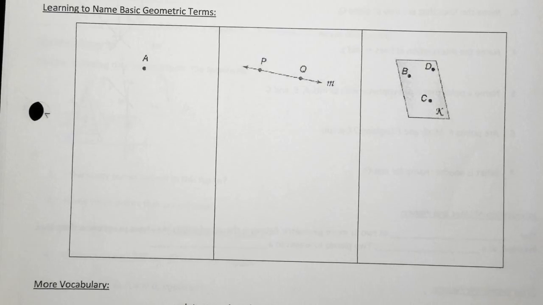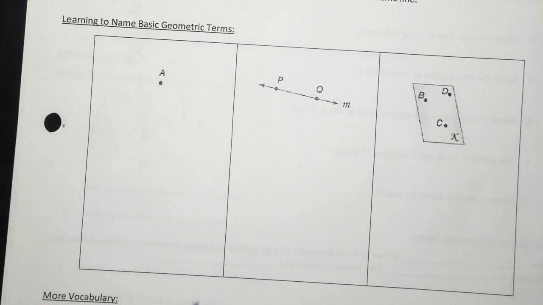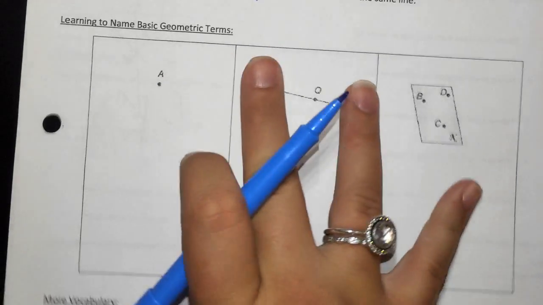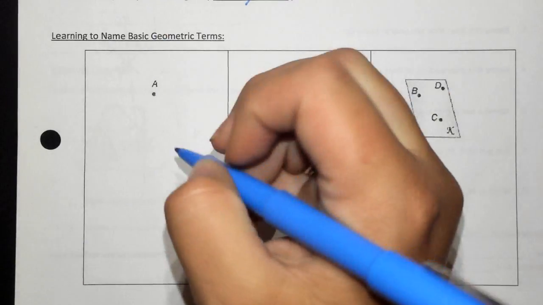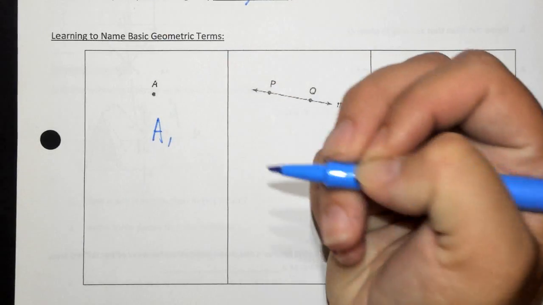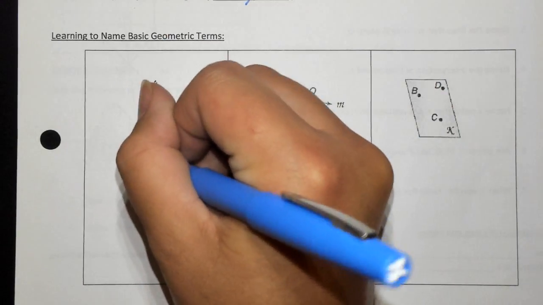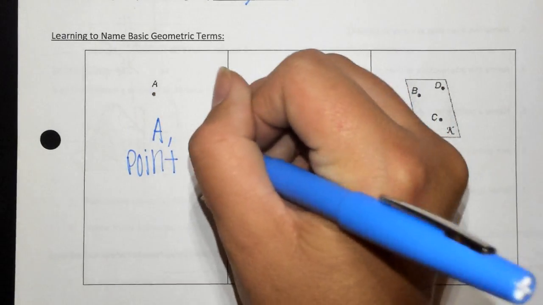All right, here we go. So, let's go over these. This is a point, right? We can name it two ways. We can either just name it A, or we can name it point A.